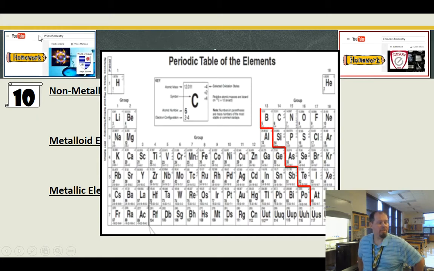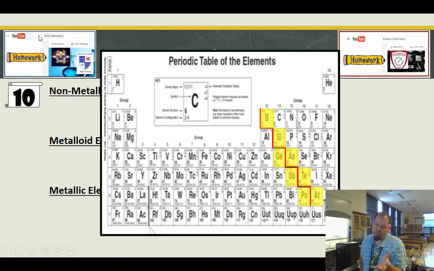So again, the staircase is here. Now touching the staircase, and notice I didn't highlight Al. So all of those in yellow are what's called the metalloids. Metalloids or semi-metals have some character of metal and some character of non-metal. They're not perfectly metal or non-metal. They're kind of where they transition from metal to non-metal.